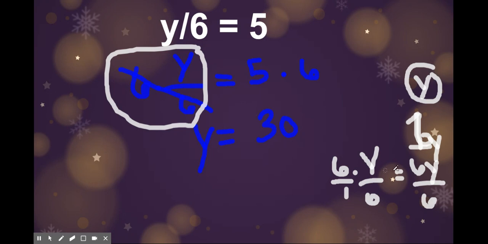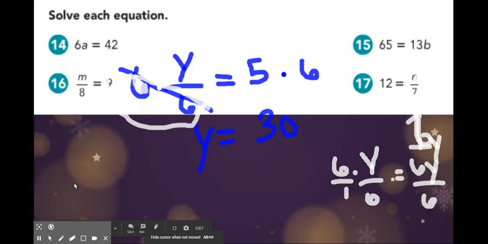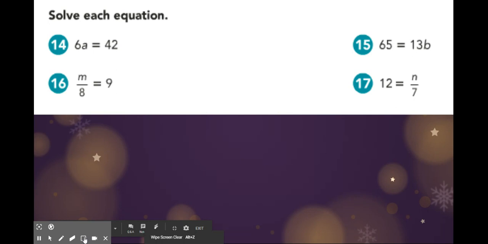There is no reason for us to have to do this every time. If we understand this concept, then we know if I multiply y over 6 by 6, that's going to cancel this out and leave me with just that variable. Go ahead and complete 14, 15, 16, 17. When you're done, unpause the video and check your answers.